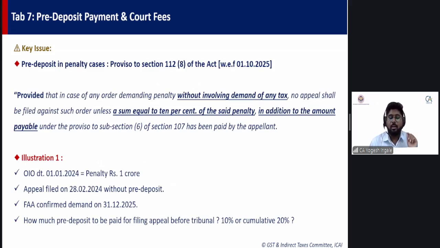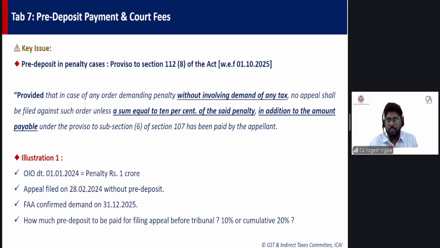Now the key issue here is that there is a provision added to section 112 subsection 8 with effect from 1st October 2025. The provision is added for penalty orders only, which involve no demand of any tax or interest. In this case, a sum equal to 10% of the said penalty, in addition to the amount payable under subsection 6 of section 107, that is, the first appellate authority provision. So we need to pay a 10% pre-deposit.